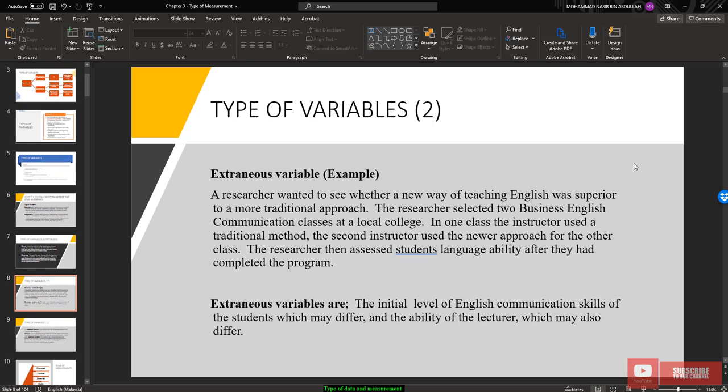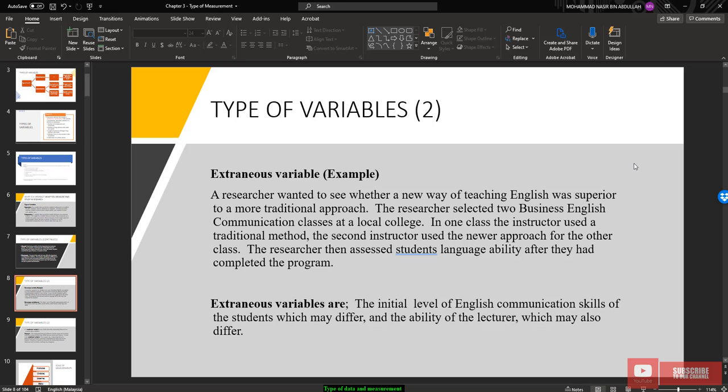So example of extraneous variable, a researcher wanted to see whether a new way of teaching English was superior to a more traditional method, right? So the researcher selects two business English communication classes at a local college. In one class, the instructor used a traditional method, and in the second class, the instructor used a newer approach, right? So the researcher can then assess student language ability after they had completed the program.